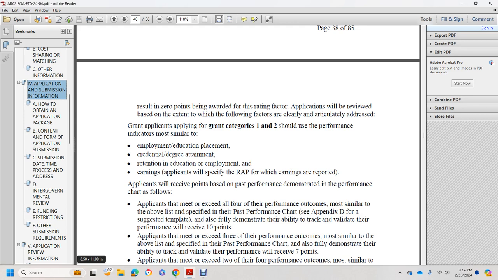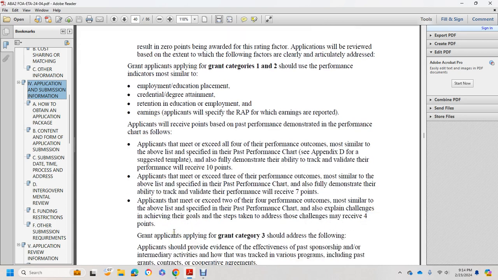Applicants that meet or exceed 3 of their performance outcomes listed in the past performance chart, and also fully demonstrate their ability to track and validate their performance, will receive 7 points.